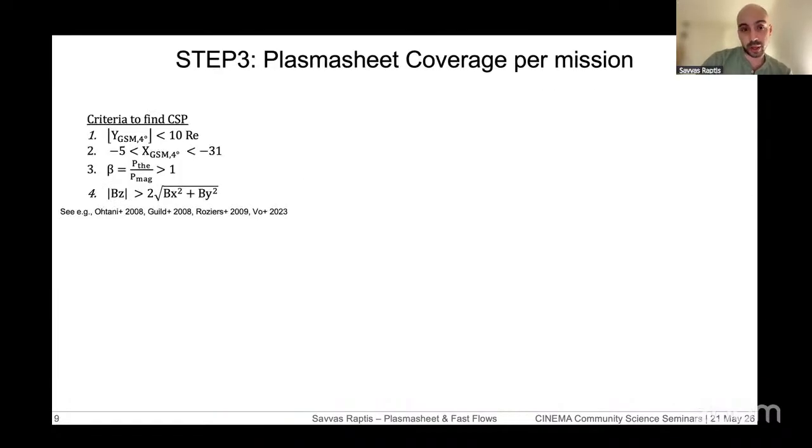So with those things in mind, the next step after we have the storm list is to understand where we are in the magnetotail. Here, many people have used different criteria to classify the plasma sets. In our example, we typically just assume that we want to be within 10 Earth radii in the YGSM coordinate. Beta should be significantly high, and there should be a magnetic inclination. This is just to make sure we are not in the sheath or the lobes.